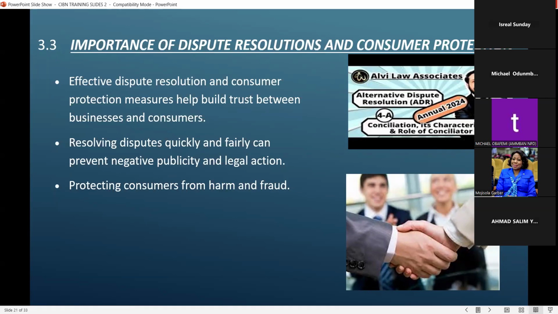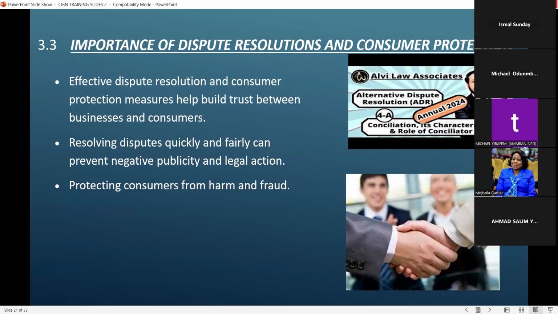Also, resolving disputes quickly and fairly can prevent negative publicity and legal action. Of course, as a business owner, there will be issues at all times. But how quick are we? Do we drag our feet? When you drag, some people, before you know it, within 10 minutes, they will go and bring a lawyer. But if we quickly step in and put one or two things in place and probably promise the customer that at such and such a time, such and such a thing will happen, of course, this will avoid legal action and it will not bring negative publicity to your company.